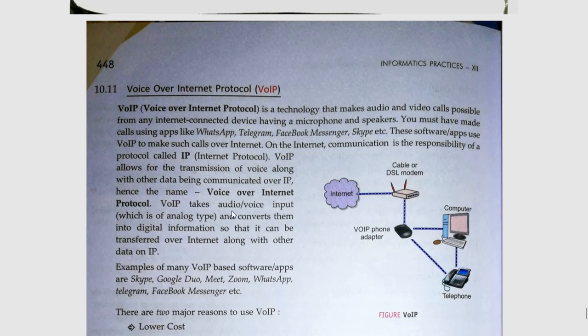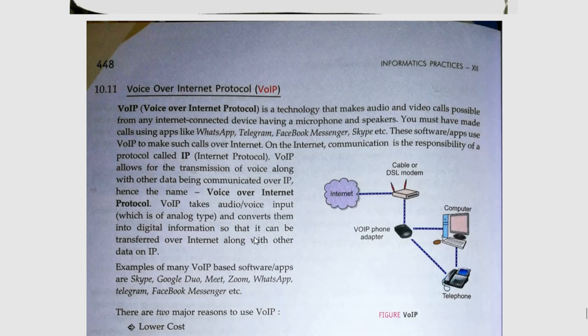VoIP takes audio voice input and converts it into digital information so that it can be transferred over the internet along with other data on IP. What it does is convert the analog input which you are giving into digital input, and then that input travels with the IP packets to the particular receiver, and there it can be changed again into sound, by the converters, obviously the modems and all. When it is converted, we will be able to hear it over VoIP.